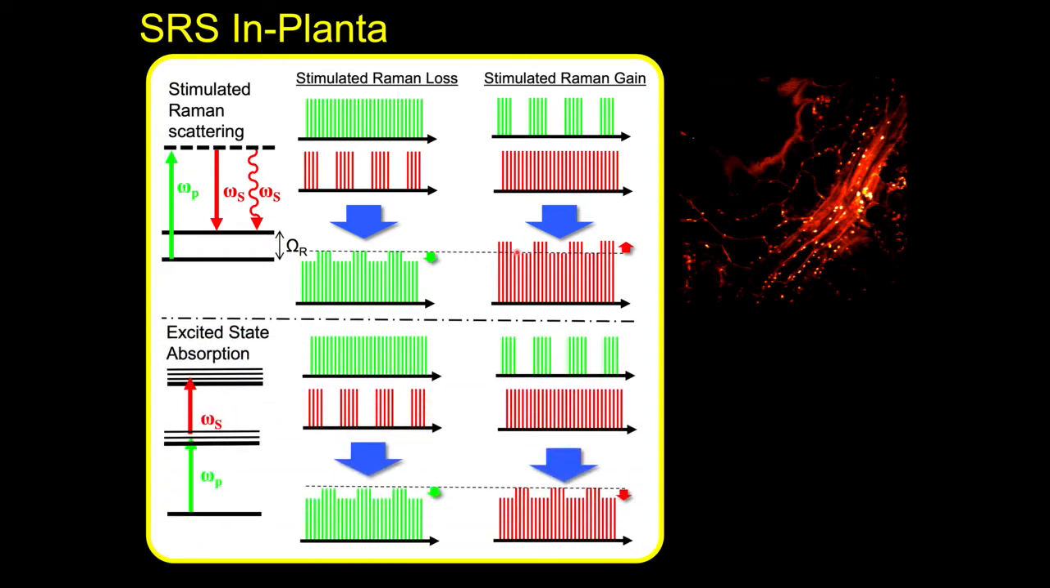However, for excited state absorption, it doesn't matter which beam we choose to modulate. There's no transfer in intensity between the two beams. Both beams are absorbed by the sample in exciting electrons into excited states. So whether we choose to modulate the pump or the Stokes beam, we always see a loss in the other beam. This is something that we can exploit to separate the Raman, the chemically specific contrast, from the excited state absorption that we want to get rid of.